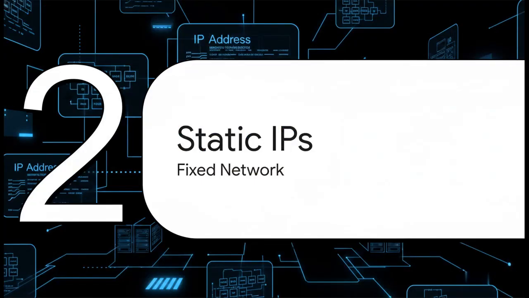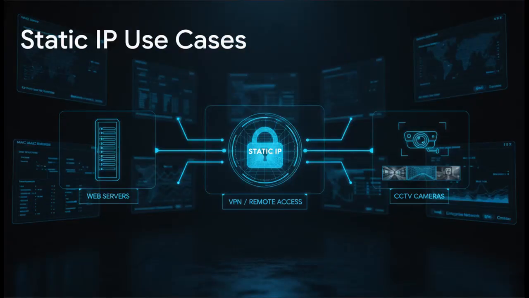Moving on to Section 2, Static IP Addresses, Fixed Network Infrastructure. Okay, let's dive right into our first type of digital real estate. A static IP is manually assigned, and it stays fixed over time. It doesn't change. This is absolutely crucial for things like reliable remote access, hosting web servers, or keeping secure, uninterrupted connections to equipment like CCTV security cameras.